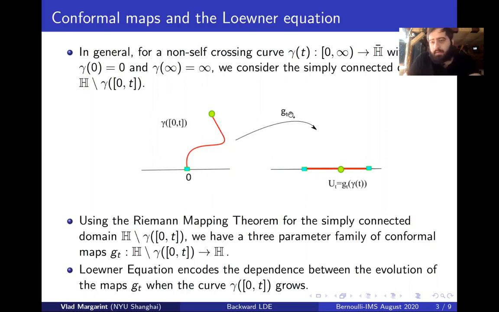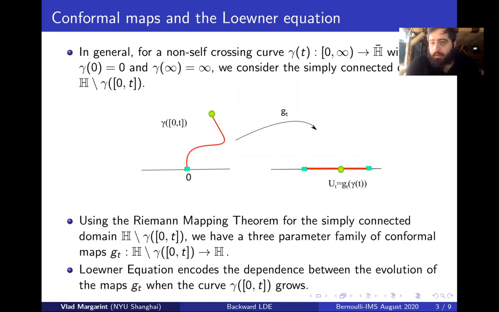You see this index t stands for time, and let's imagine that this cut grows in time as well, and then these maps g_t, for each time, remove this cut conformally, such that U_t is the point where the tip, this green dot on the curve, is mapped on the real line.